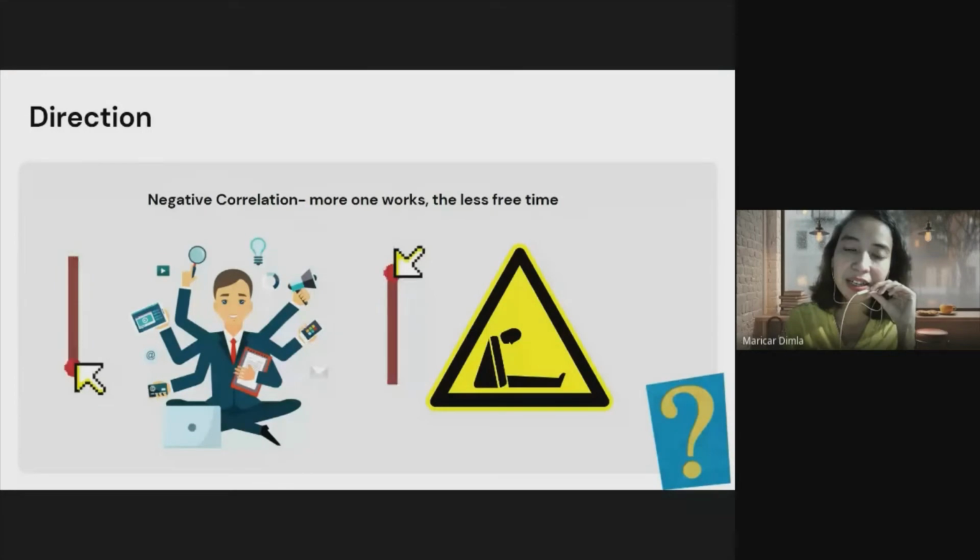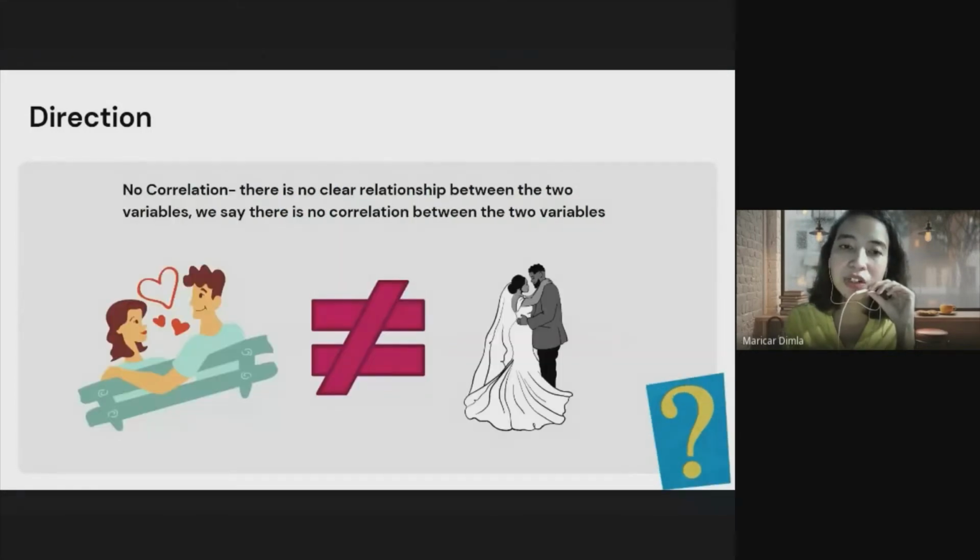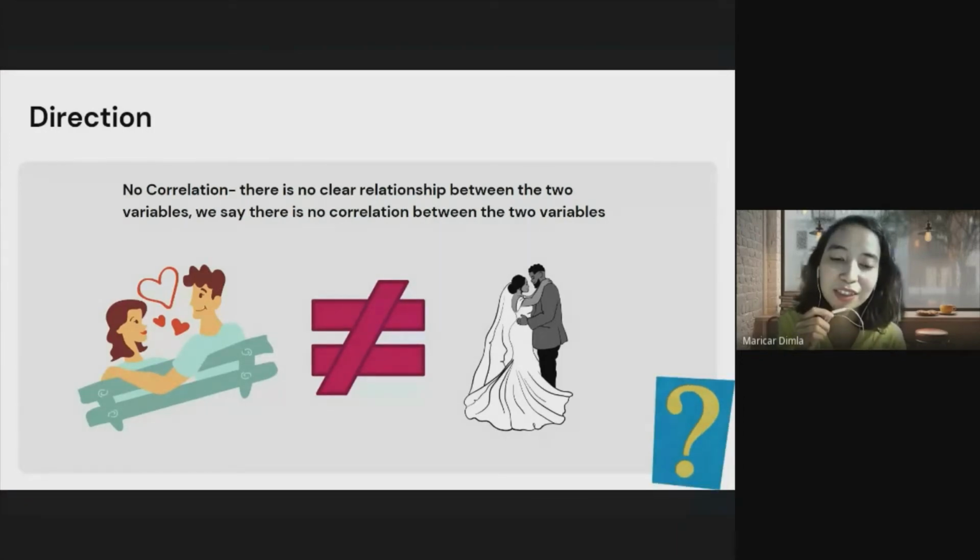Okay, all right. So now we have the positive and negative correlation. Now let's have the no correlation. And then class, ito na yung pinakamasaklap. Okay, the most tragic part in conducting a research, when you found out that there is no correlation at all between your IV and your DV. Yun na yata yung pinakamasakit class.